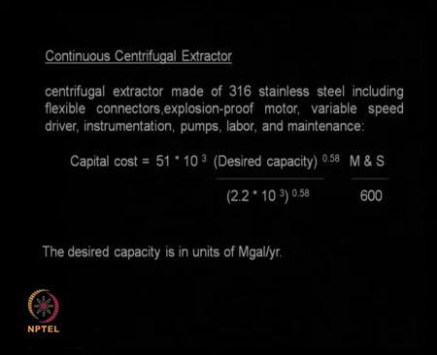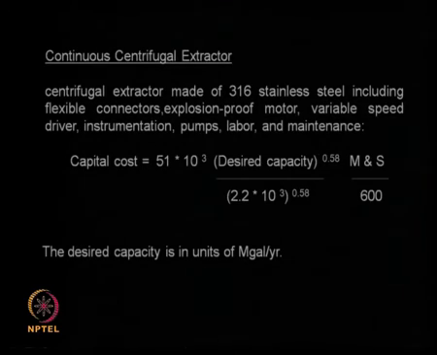Then it is going to have flexible connections and an explosion proof motor. Again, you are handling solvents, which means vaporization of the solvent, so explosion proof needs to be considered. Then you will need a variable speed driver, because the centrifuge RPM may be manipulatable. Then you have the instrumentation, the pumps, the labor, maintenance and so on. So again you can have a formula like this.